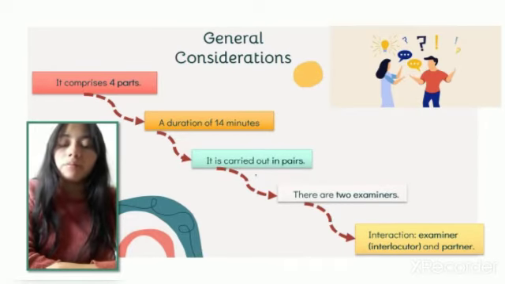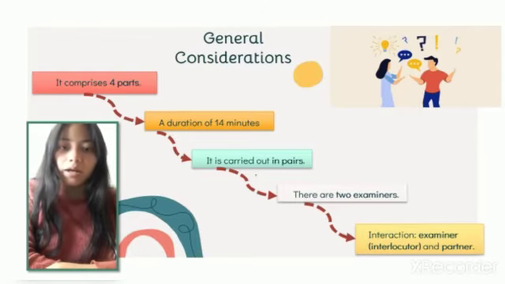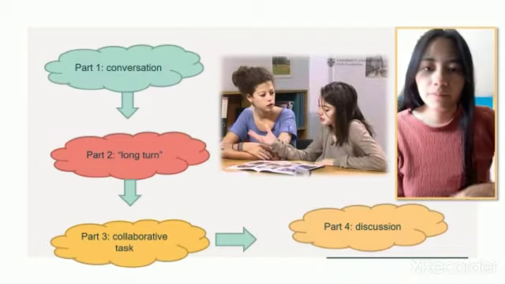This paper comprises 4 parts. It has a duration of approximately 14 minutes. There are 2 examiners. It is carried out in pairs. During the exam, you have to interact with one of the oral examiners, the interlocutor, and with your partner. The other examiner doesn't speak and only takes notes.